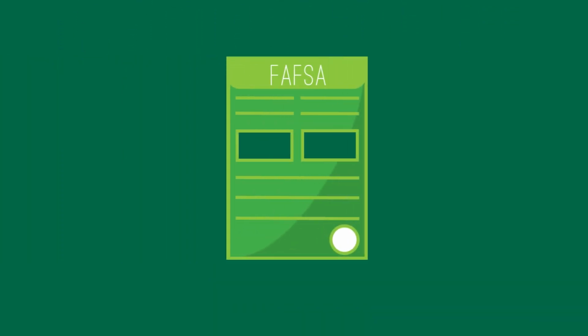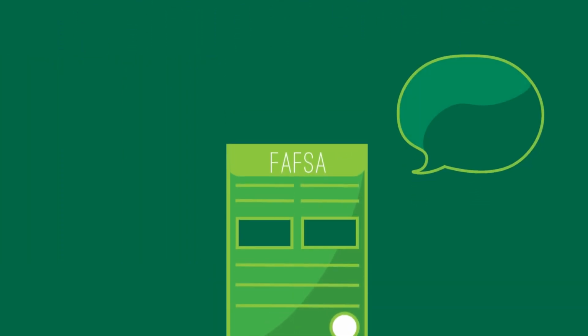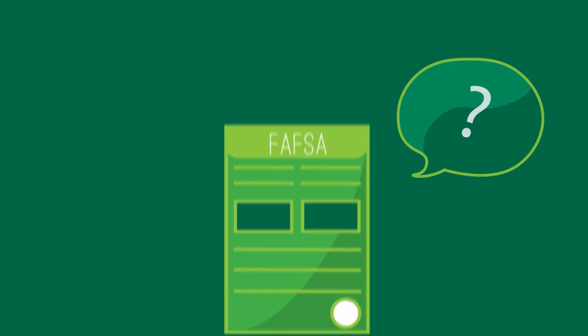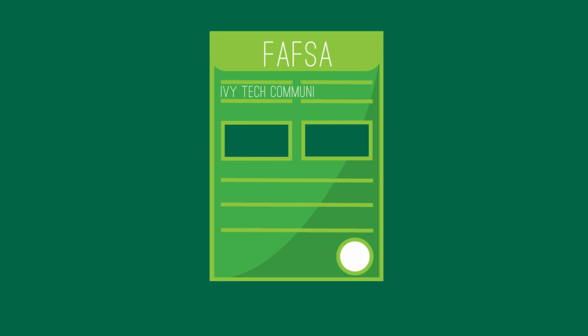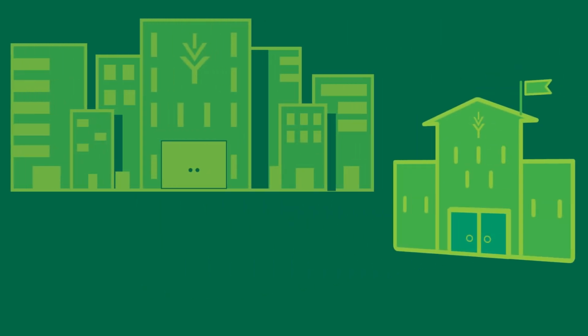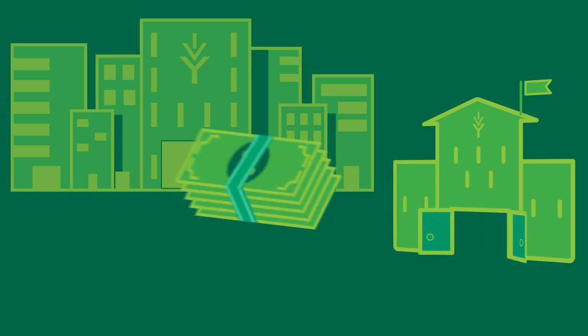When completing the FAFSA, you will be asked to list schools you're considering on the form. Make sure to list Ivy Tech Community College on the FAFSA as your school of choice. Our school code is 009917. This ensures we receive a copy of your FAFSA and can consider you for financial aid.